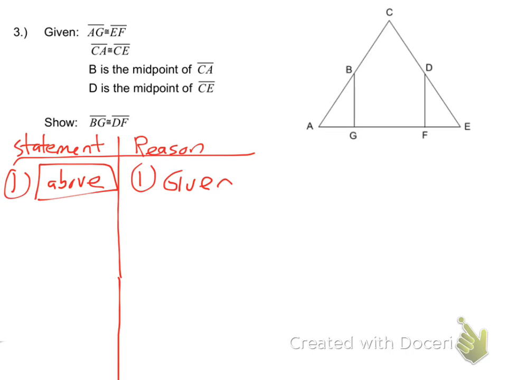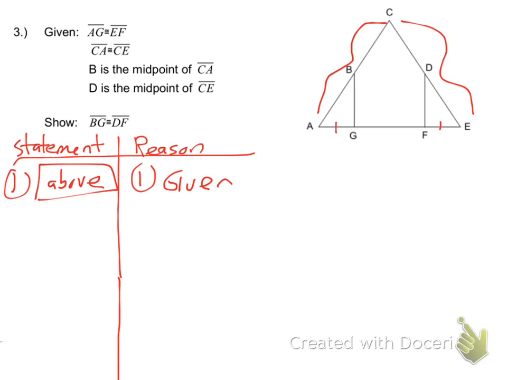So AG is congruent to EF. Those are the two bottom pieces of the smaller ones, right? Everybody okay with that? CA, CE. That means all of this and all of this are the same. It'd be kind of weird to put a tick mark where B and D are, because it would just get in the way. It wouldn't be individual pieces, it'd be the whole thing.